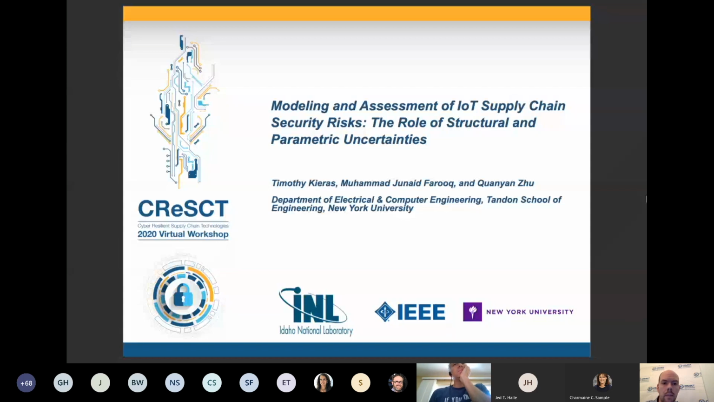Our topic is the modeling and assessment of IoT supply chain security risks, the role of structural and parametric uncertainties. What we're going to look at in general is how to do a system-level risk analysis, but keeping in mind and looking at the different kinds of uncertainties that process involves.